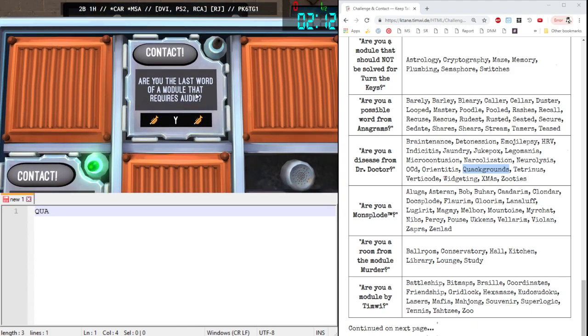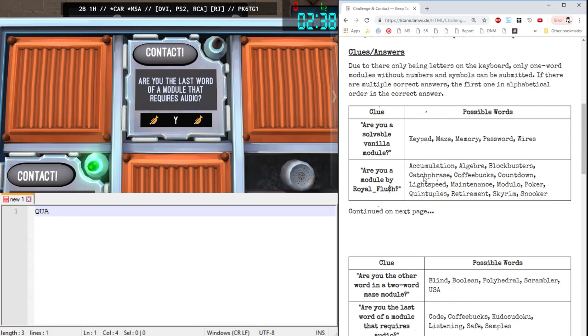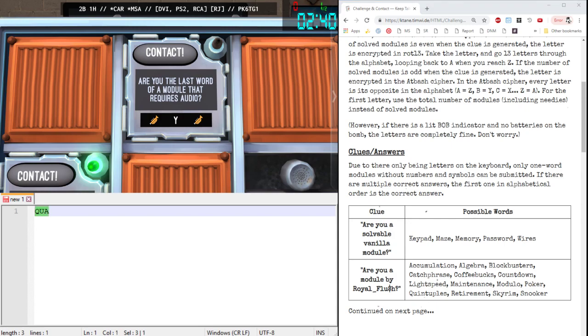Module solved. Let's pop up to this one. Are you the last word of a module that requires audio? Now notice, we have 1 solve, but this clue was generated when we had 0 solves. So, since it's the first letter, it's not going to matter. But if we were looking at solved modules, the solves at this stage would be 0, because it generated when we had no solves. However, it's the first letter, so instead we look at total number of modules, which is 2, which is even. So we're staying in the Rot 13 world. Y is 25, minus 13 is 12, that becomes an L.